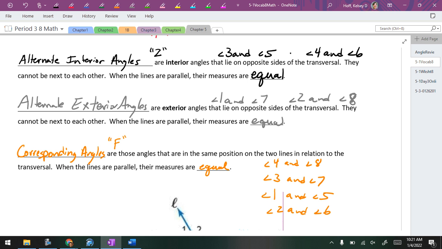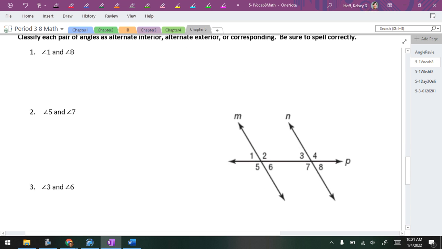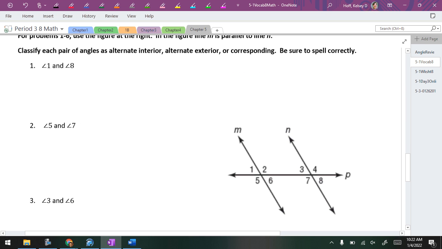All right. Logan, Gable, Zoe, and Mason are out. Oh, and Chloe and Jacob are out. Okay. So, who's going to give me number 1?